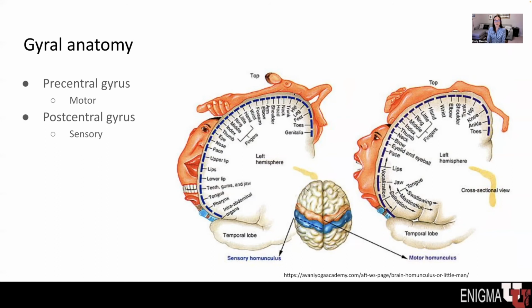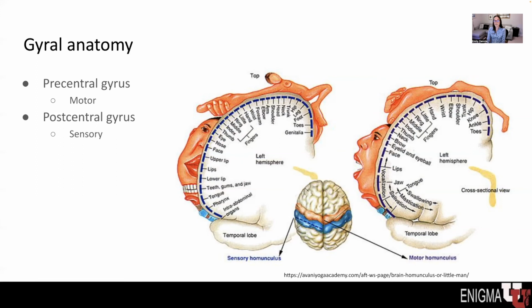The amount of space that's dedicated to each of these regions generally corresponds to how sensitive they need to be. So for example, toes, there's not a whole lot that we do with our toes. Of course, they're important for balance and walking, but it's not like we need to have very sensitive responses there. Whereas our fingers, we use them for so many things. We use them for writing, we use them for using tools. So they need to be a lot more sensitive to the sensory inputs. So there's a lot more space that's dedicated to senses in the fingers.